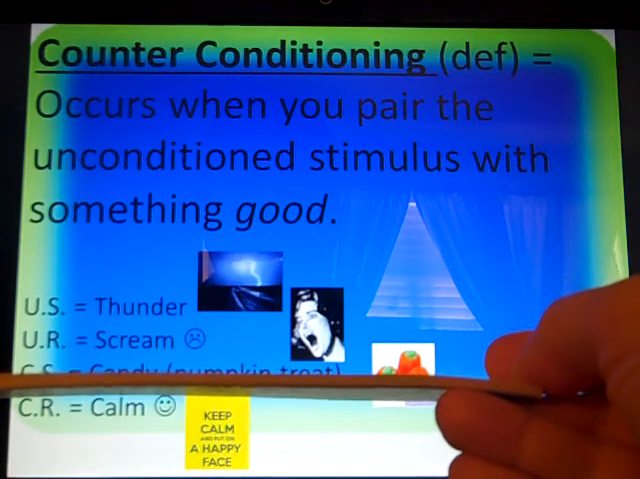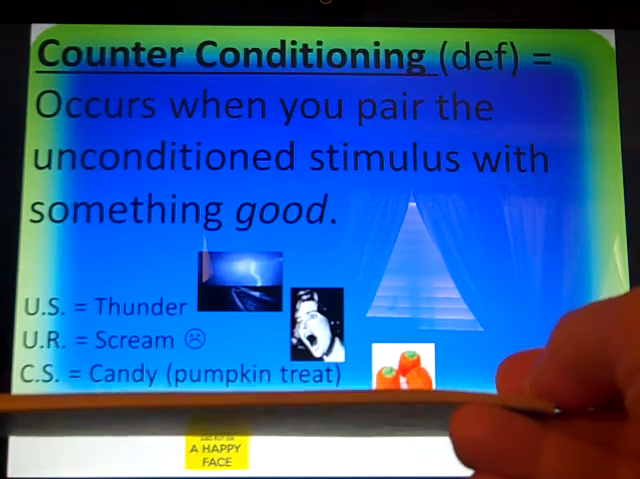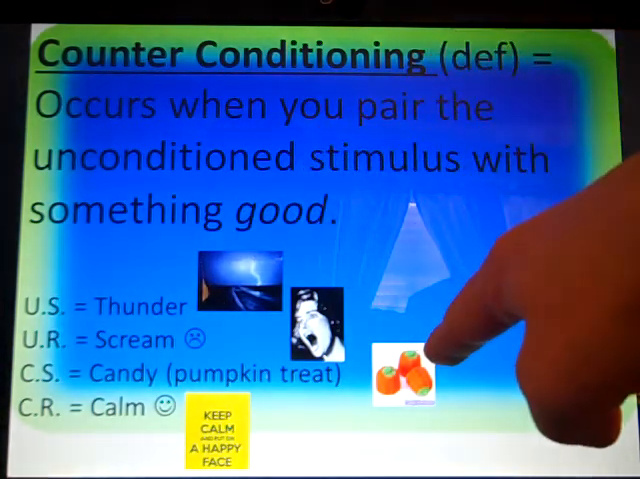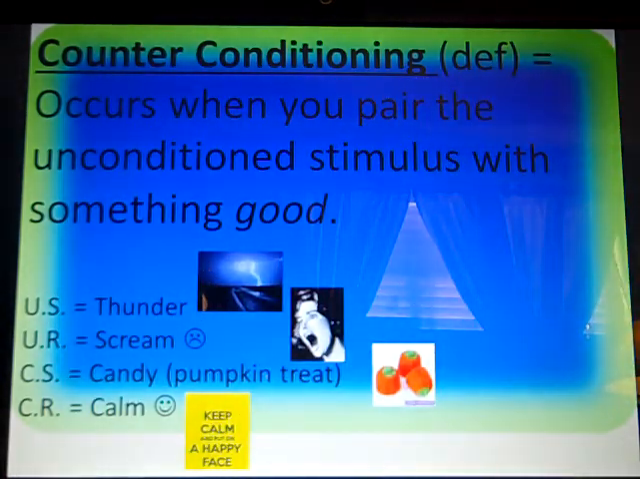So she did. She started to associate the thunder with the candy, which produced a new response. The conditioned response would be for her to be able to stay calm. So using classical conditioning, I've gotten her to pair the thunderstorm with the candy. Now instead of screaming, she's able to stay calm. That's called counter conditioning. That's important to understand. This happens when you pair the unconditioned stimulus with something good.